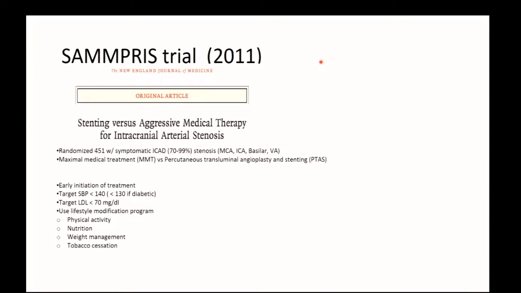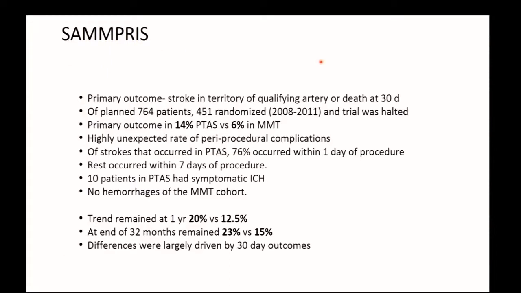A difference between SAMPRIS and the WASID trial is that in SAMPRIS, they went for high-grade stenosis, 70% and more. And the results of SAMPRIS were shocking. Actually, they were very disappointing at that point. The primary outcome was a stroke in the territory of the qualifying artery or death at 30 days. They planned to recruit more than 700 patients, but ended up terminating the study prematurely, and they published the results for 450 patients that were randomized between 2008 and 2011.